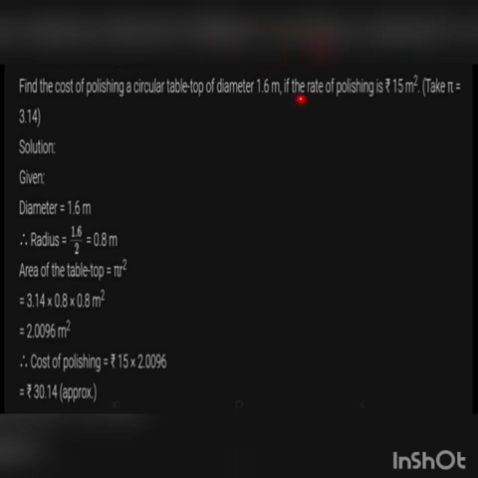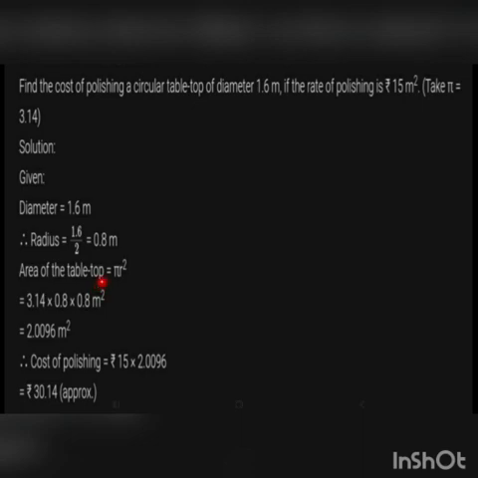So what is given? The diameter of the table is given. We need what for area? Radius. So first find the radius of the table from the given diameter. The diameter is given as 1.6 meter. From that we get radius is 1.6 by 2, which is 0.8 meter. Here we change it into a decimal number because 1.6 is not a multiple of 7.